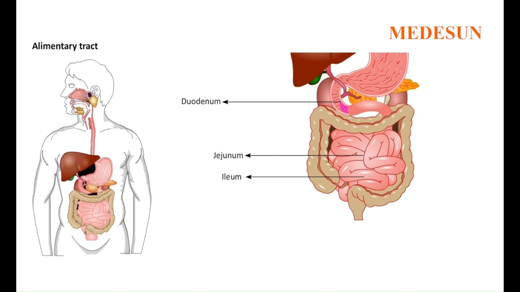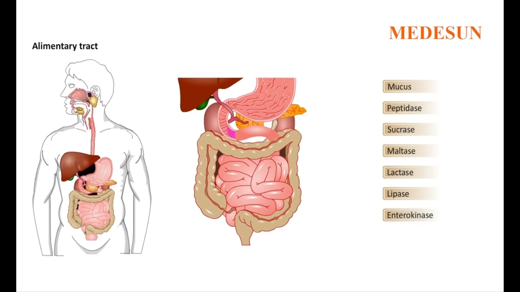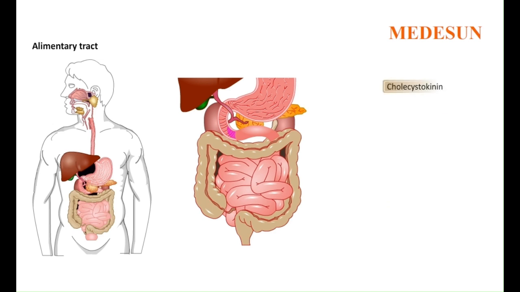The exocrine cells that are found in the mucosa of the small intestine secrete mucus, as well as enzymes: peptidase, sucrase, maltase, lactase, lipase, and enterokinase. The endocrine cells secrete cholecystokinin and secretin.